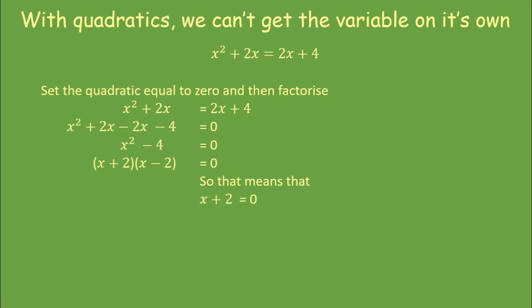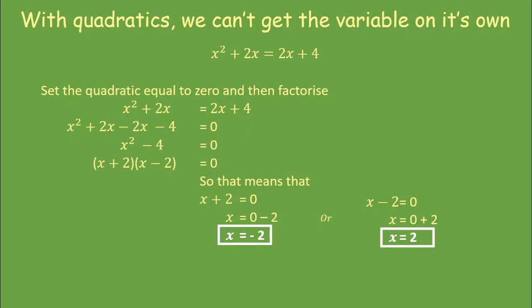So if x plus 2 is equal to 0, that means that x must be equal to negative 2. That's one of my answers. It might be that x is not equal to negative 2. However, the second bracket would then need to be equal to 0. So if x minus 2 is equal to 0, rearranging that, x would have to be equal to 2. So that's my second answer.